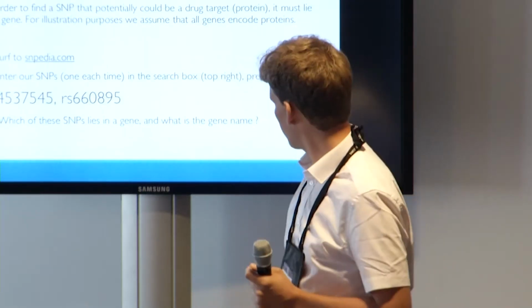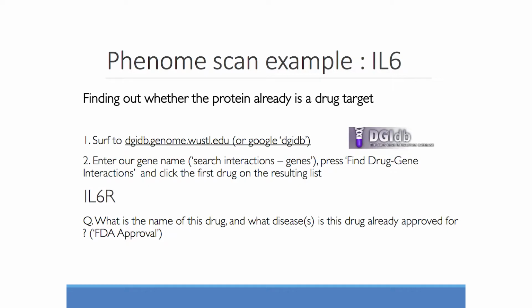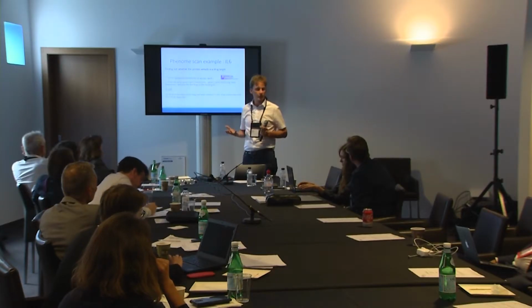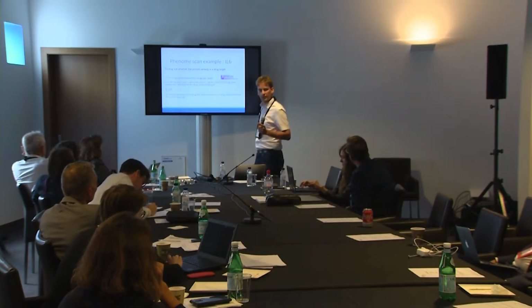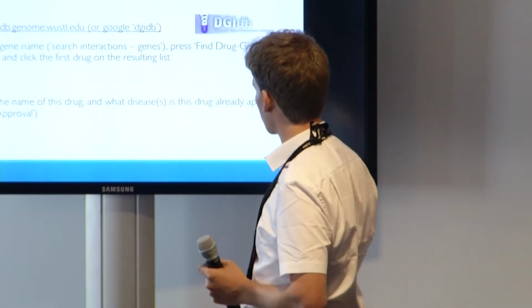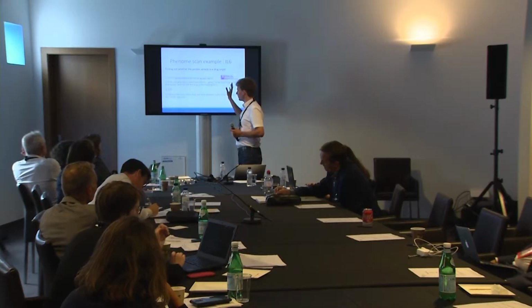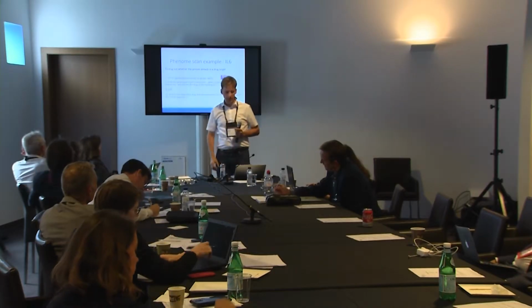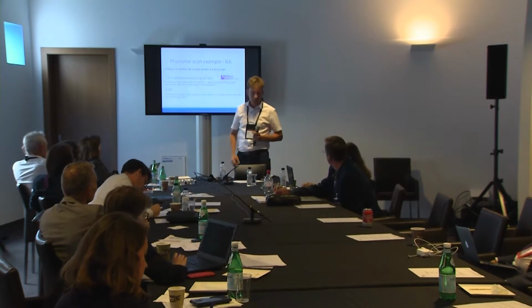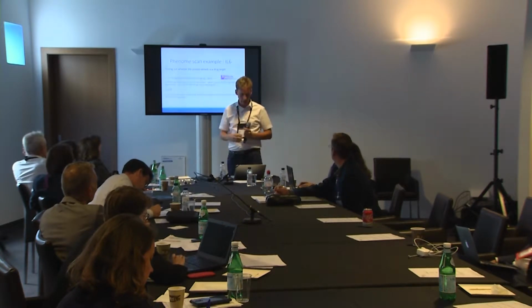And the answer would be, the first SNP, and it lies in IL-6R. So this is actually the example that Dan also gave, the IL-6 receptor. Then the next question is, is there already a drug developed against this target? There's this really nice database, and I recommend all of you to actually use it. It's called the Drug Gene Interaction Database. If you surf to this website, you can enter the name of this particular gene and you would find a drug target. You would actually find two.